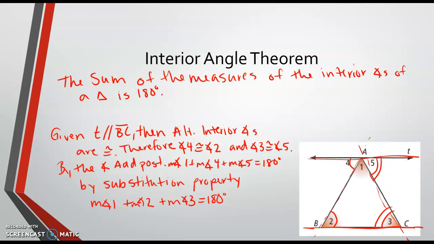It doesn't matter what triangle. If I created a line that was parallel to one of the sides, by alternate interior angles, I'm still going to get that the measure of angle 1 plus the measure of angle 2 plus the measure of angle 3 equals 180 degrees. So this is the main concept. The nice little wordy definition of the interior angle theorem means this: angle plus angle plus angle equals 180 degrees. Done.